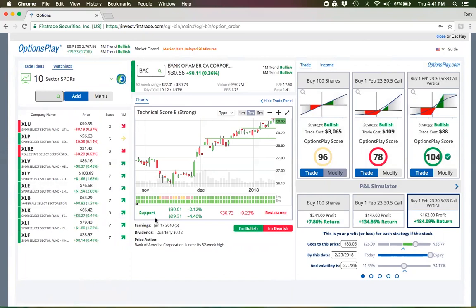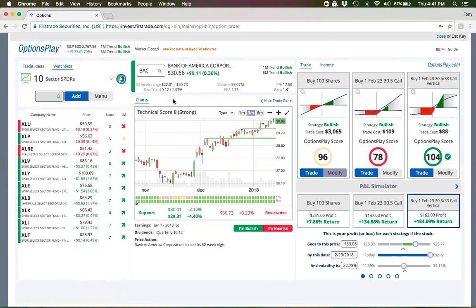So when you pull up Options Play, you'll have trade ideas and watch list on the left. You have our equity analytics panel here in the middle, and then we have trading and income here on the right. This is designed to walk you through everything you need to know before you place a trade. So when we look at Bank of America, we can see that the earnings are in 6 days on January 17th. So coming up, it's very soon. So let's take a look at some strategies on how to take advantage of Bank of America.